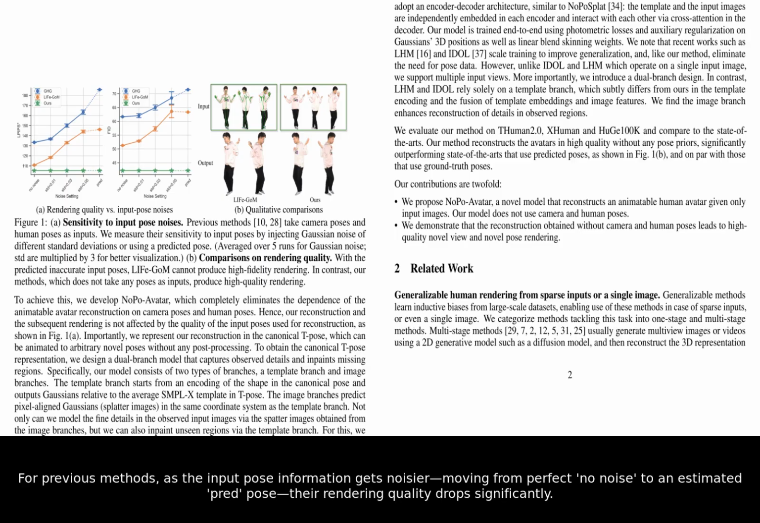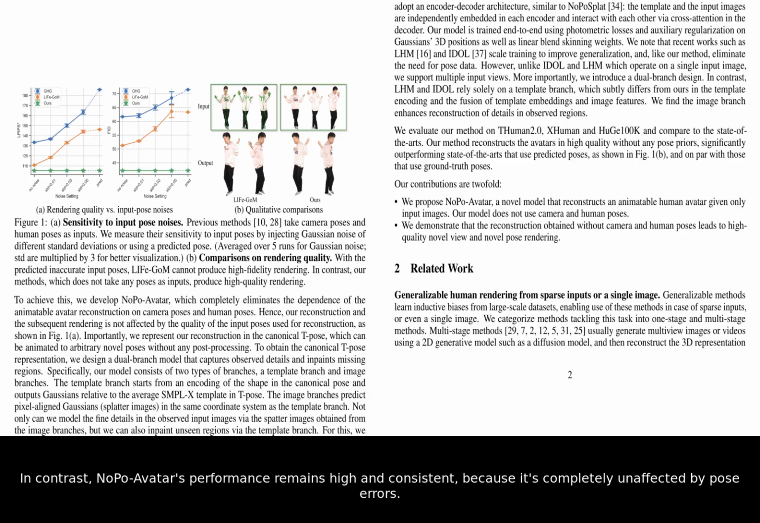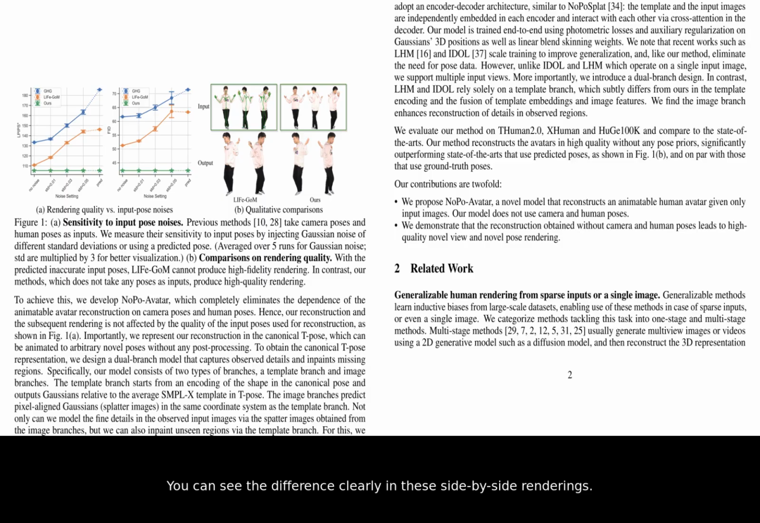The impact of this is huge, and this graph really tells the story. For previous methods, as the input pose information gets noisier, moving from perfect, no noise to an estimated predicted pose, their rendering quality drops significantly. In contrast, NoPo-Avatar's performance remains high and consistent because it's completely unaffected by pose errors. You can see the difference clearly in these side-by-side renderings. When using an inaccurate, predicted pose, the other method produces a blurry, distorted result. NoPo-Avatar, using only the images, creates a much sharper and more accurate avatar.